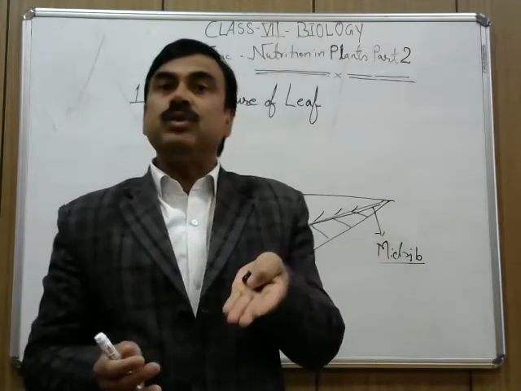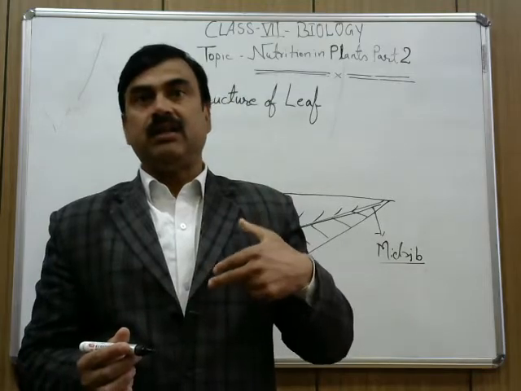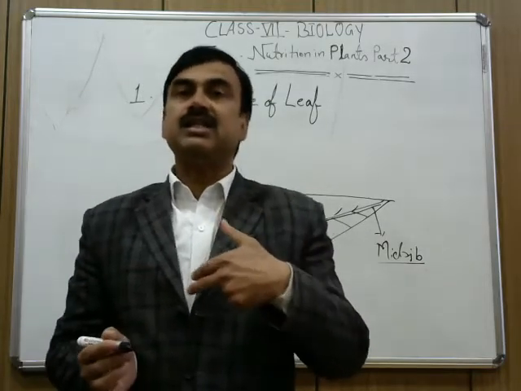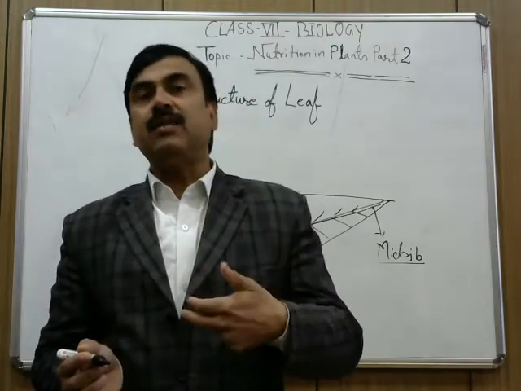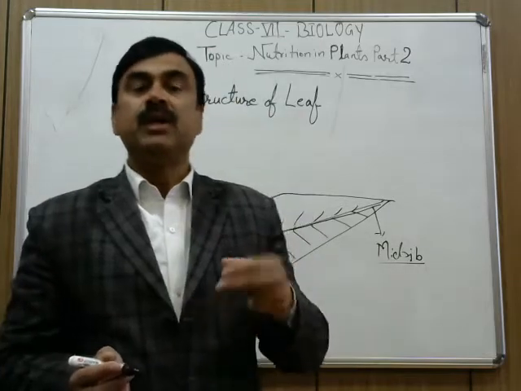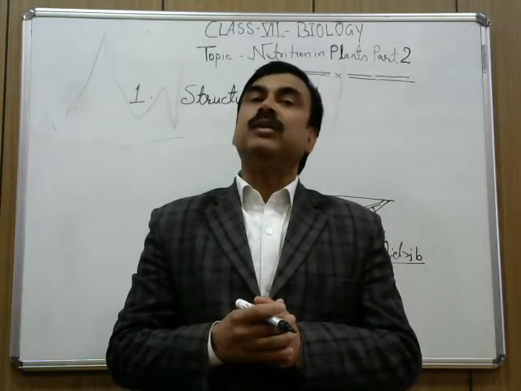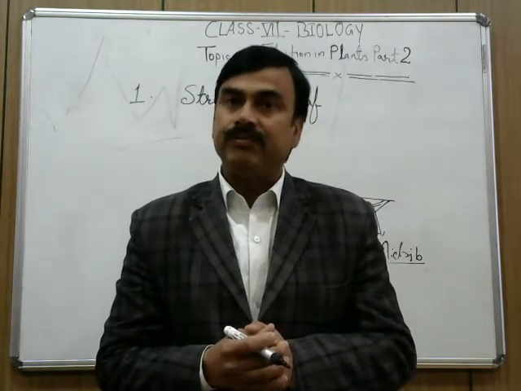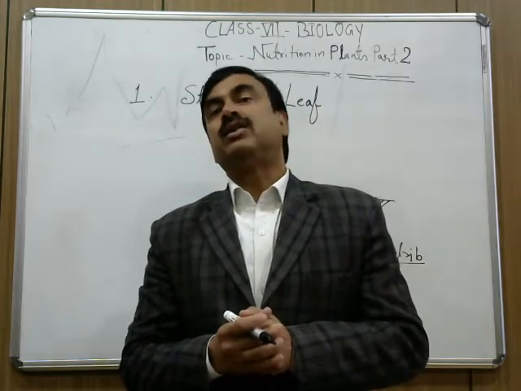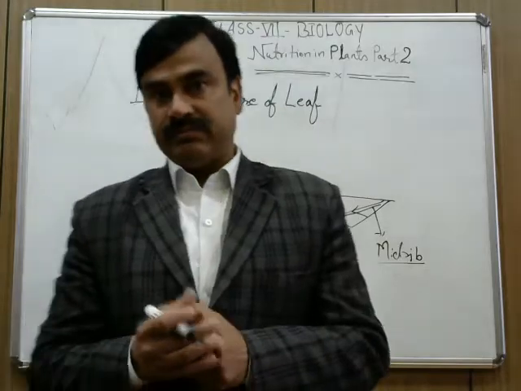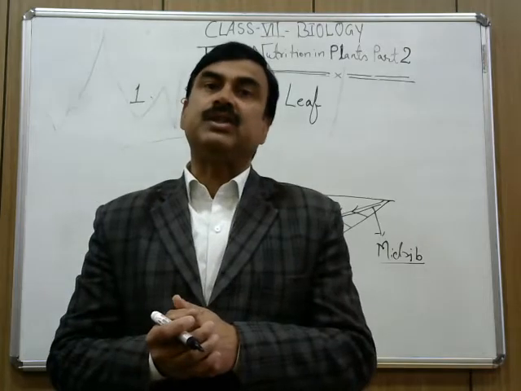On these two surfaces, stomata are present. In the lower surface, in dicotyledons, more stomata are present, and the upper surface comparatively has a lesser amount of stomata. Today I will tell you the structure of the leaf and the structure of stomata. So in this second lecture, the topic would be the structure of leaf and structure of stomata.